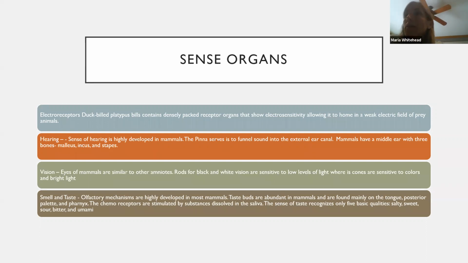Eyes of mammals are similar to those of other amniotes. Rods are present for black and white vision, and they're sensitive during low levels of light, whereas cones are sensitive to colors and bright light. Mammals also have colored oil droplets that allow them to filter colors, as with birds. And so we know that dogs only have 2 color vision and largely see like a colorblind human. Humans and other primates usually have 3 types of cones with different photopigments.